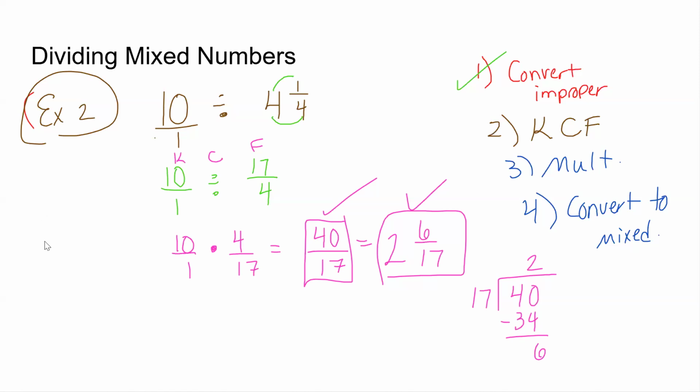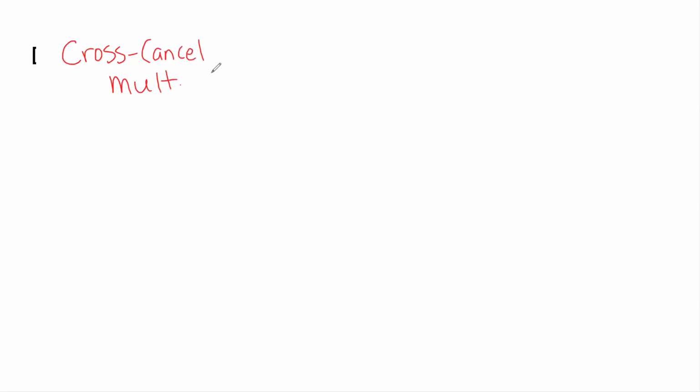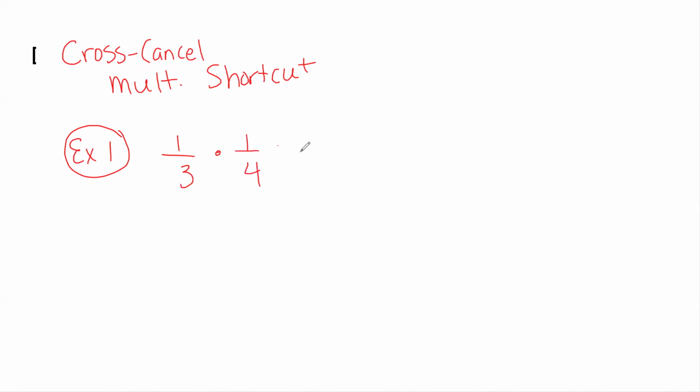I will take a second and show you a shortcut on the multiplying. Now this shortcut doesn't always work, but when it does, it can save you time. So I'm going to call this a cross cancel multiplication shortcut. And again, it doesn't always work. So for example, let me show you an example where it does not work. So if it's just 1/3 times 1/4.